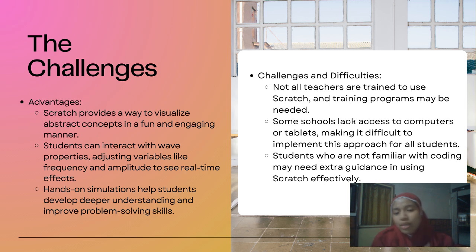Understanding wave properties such as frequency, amplitude, and wavelength can be challenging when only explained theoretically. Students might memorize formulas but fail to comprehend how these variables actually influence wave motion. Scratch allows students to experiment by changing these variables in a simulation. For example, when they increase the frequency, they can observe the waves getting closer together, while increasing the amplitude makes the waves taller. This direct interaction helps students build a more intuitive understanding of wave behavior.